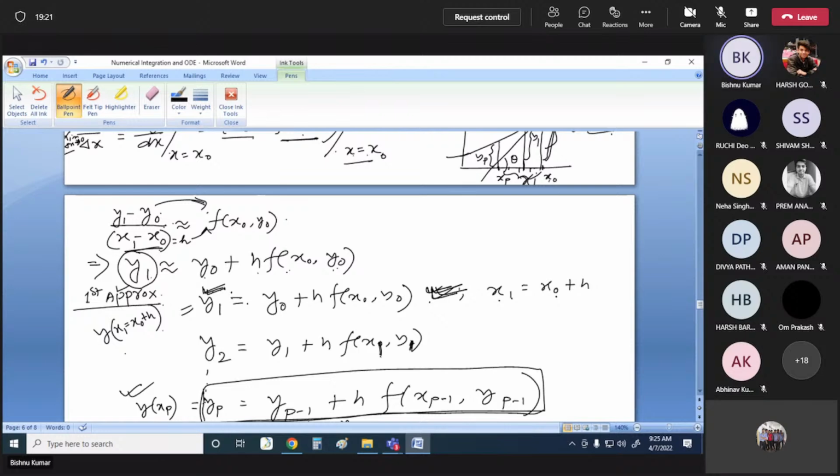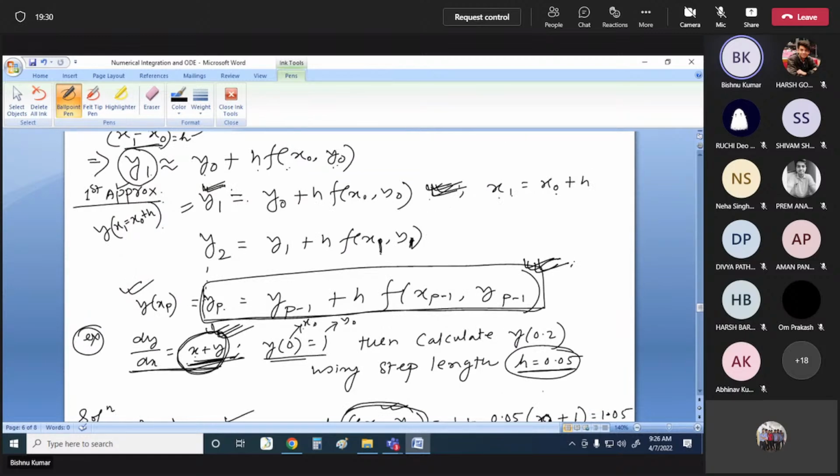Now in the question, step length will be given to you. On the basis of step length, you have to decide how many iterations you have to perform. How many iterations will be performed? It will be decided in the question on the basis of the h value given to you. Now, look carefully at the recurrence relation.